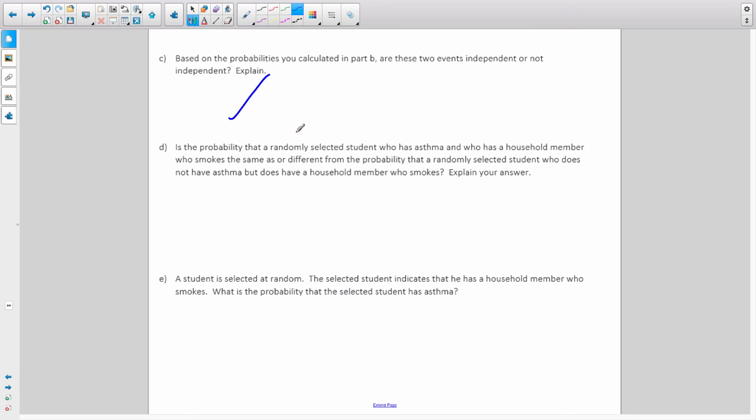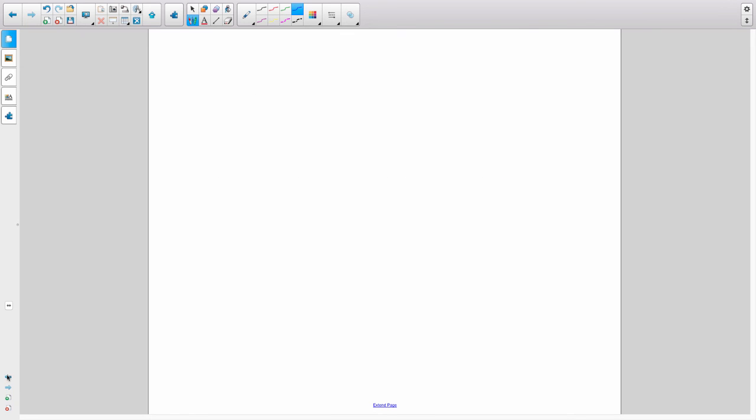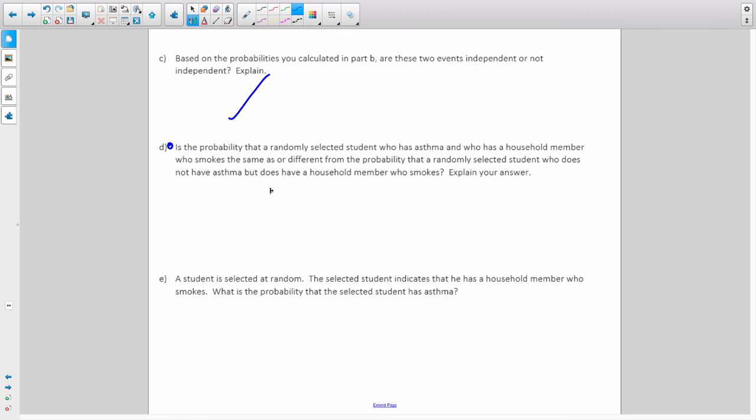Based on the probabilities you calculated, are these two events independent or not? We already talked about that. Is the probability that a randomly selected student who has asthma and who has a household member who smokes the same or different from the probability that a randomly selected student who does not have asthma but does have a household member who smokes? Explain your answer. All right, well, we know the probability of the first part, right? Let's go back and check what it was for a student who has asthma and who has a household member who smokes. 113 out of 395.